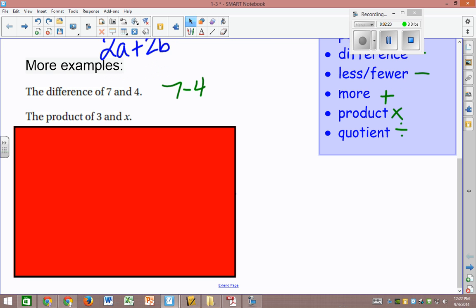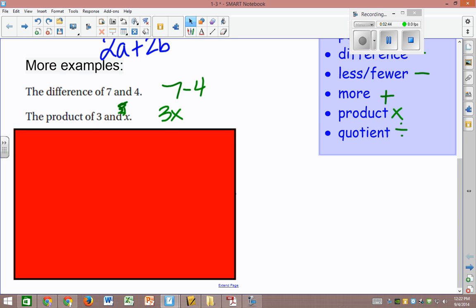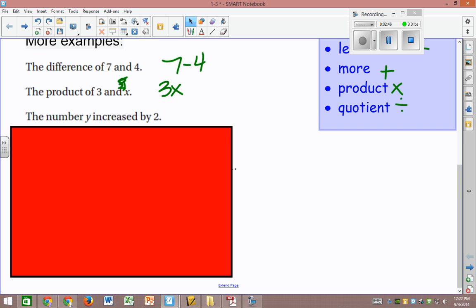The product of 3 and 6. 3 and X. Product means multiplying. So 3 times X. We don't have to put the dot in there or anything? No, not when it's multiplied by a variable. You could, though.